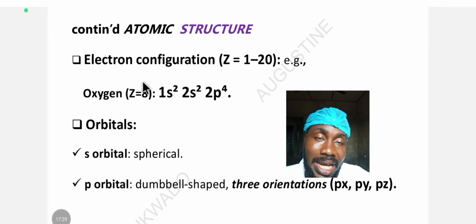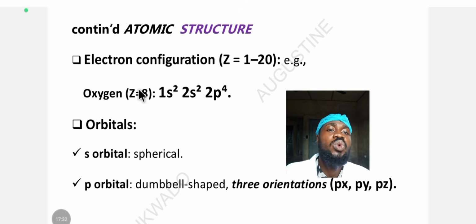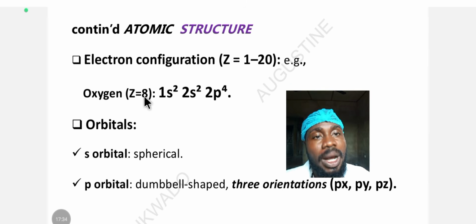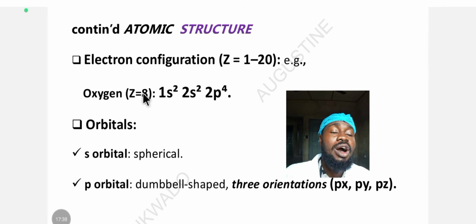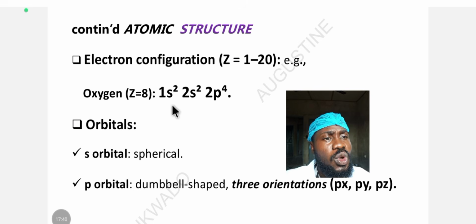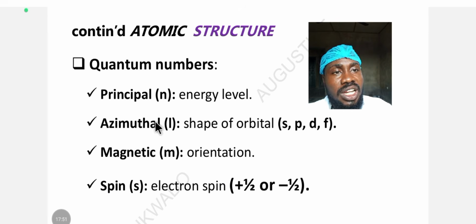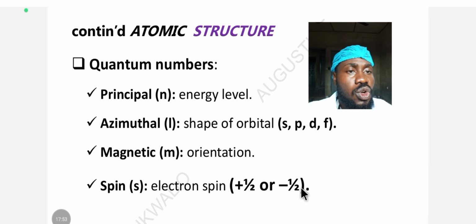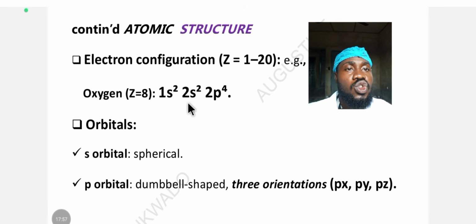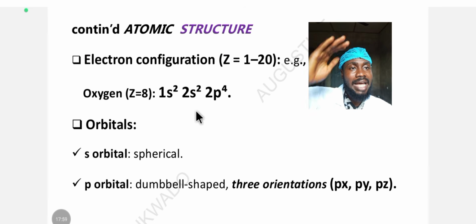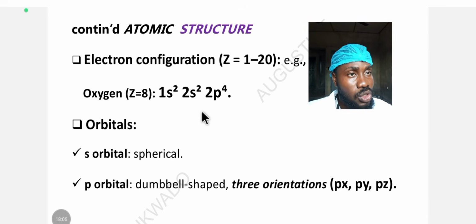For example, oxygen. The atomic number of oxygen, Z, is equal to 8. Remember Z is the symbol for atomic number. And you follow the sequence following the quantum numbers: energy level, shape of orbital, orientation, and electron spin. Then you go 1s2. First of all, you are going to draw the diagram, the shared diagram for electronic configuration.